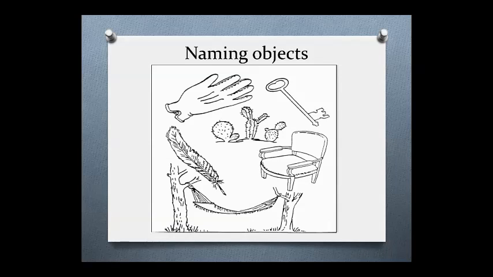For naming, you ask them to name these objects, and the goal is that high-frequency words would be glove, key, and chair, and lower-frequency words that are not as commonly said would be cactus, feather, and hammock. And you see if they're able to name the objects and how many objects are they able to name. If a patient is blind, you could do something like taking a key out of your pocket or a pen out of your pocket and putting it in their hand and see if they're able to name it.